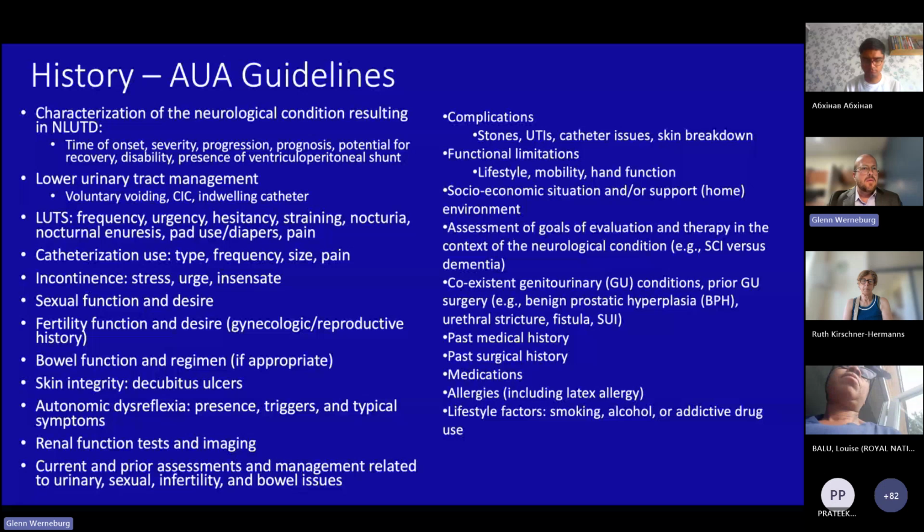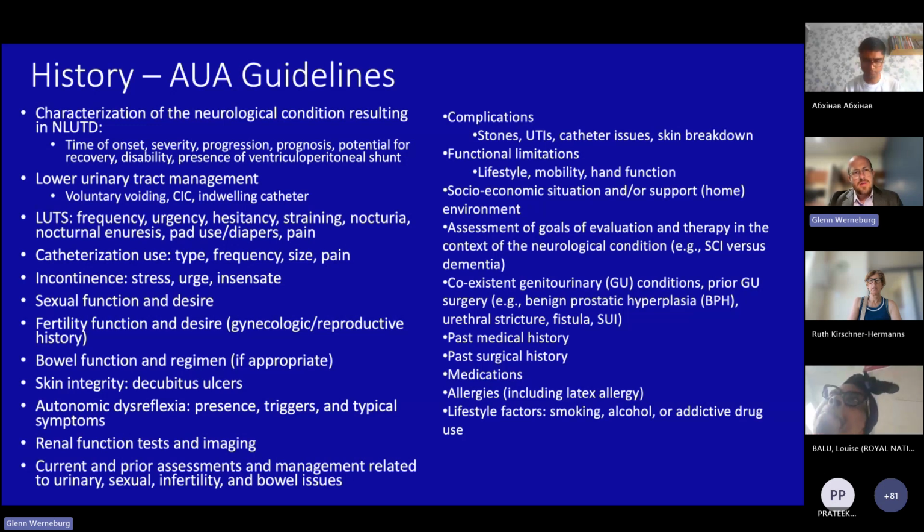So what do we think about? We think about the time of onset of their condition, the severity, the progression, the prognosis, the potential for recovery, whether they have a ventriculoperitoneal shunt. How do they manage their bladder? Do they void on their own? And if they void on their own, we should further ask, well, do you have to push to void? Do you have to bear down like you're having a bowel movement? Do you push with your hand? In other words, a Crede maneuver.